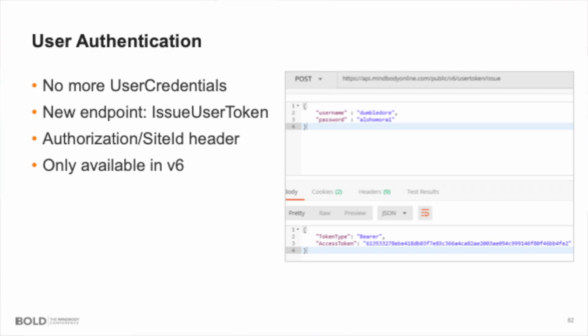So we're introducing a brand new endpoint in v6 called issue user token. So you take your username and password, your staff's username and password, you call this endpoint, and you get back an authorization header, or I should say a bearer token that you use in an authorization header. All right, so we're already getting the site ID header from our API key. And now we've got our authorization header for the staff member.